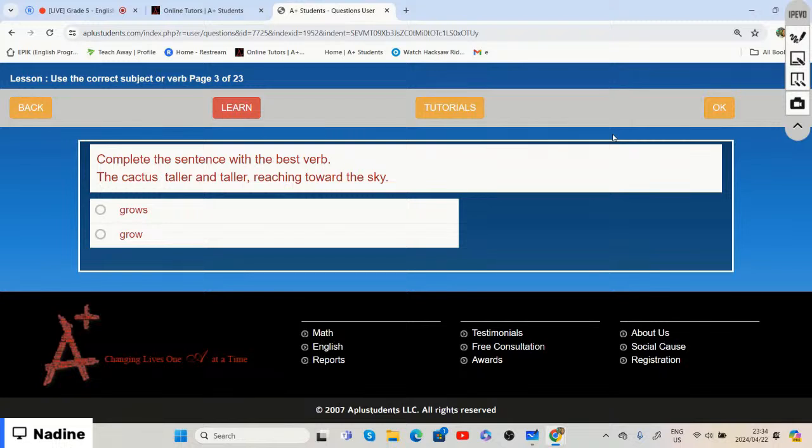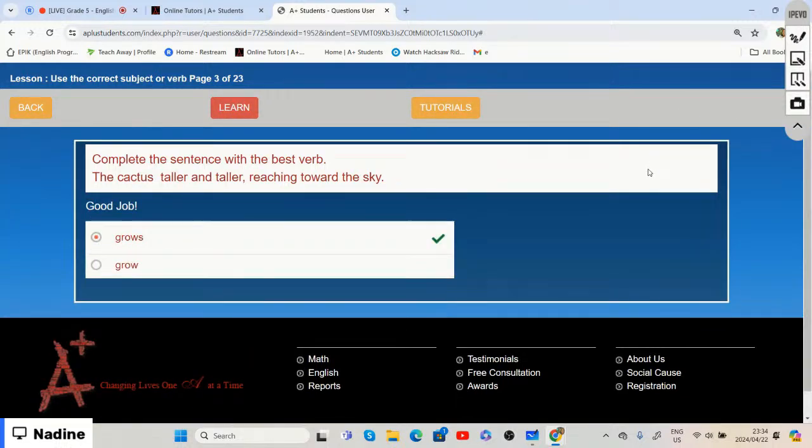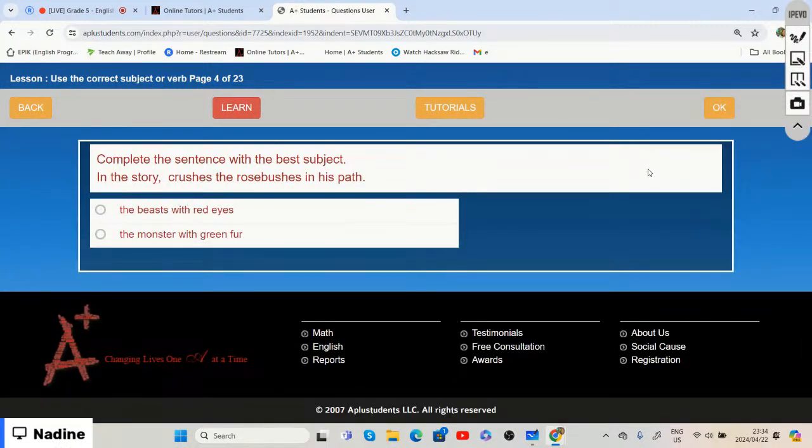Yes, well done. So we can say the cactus grows, right? Because the cactus refers to it being a singular thing. And when we have a singular thing, we add an S to our verb that agrees with our singular thing. So well done, guys.